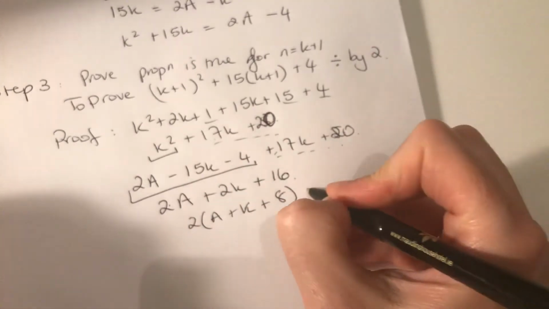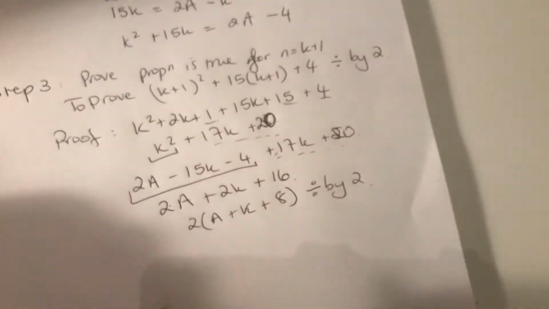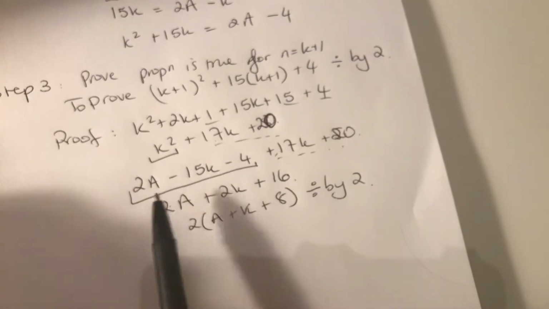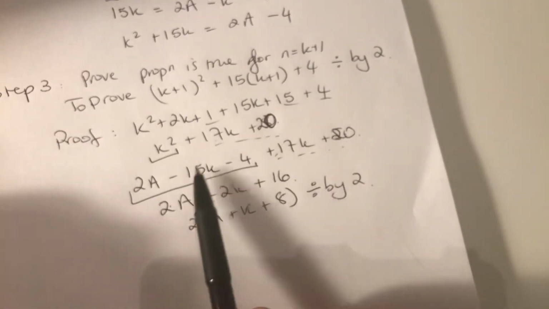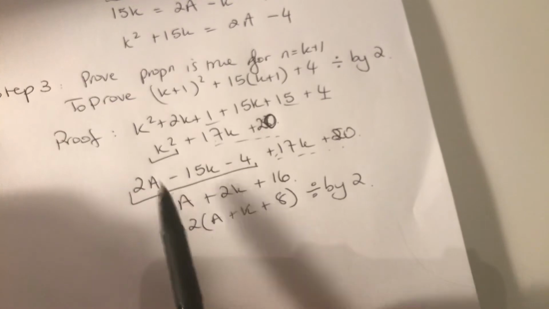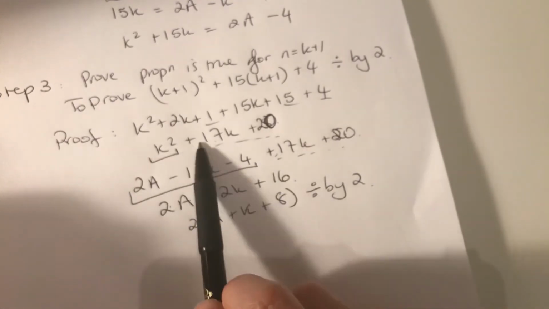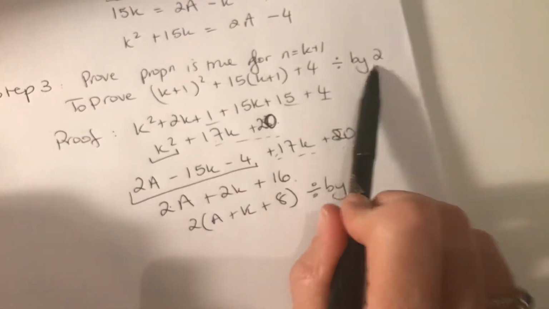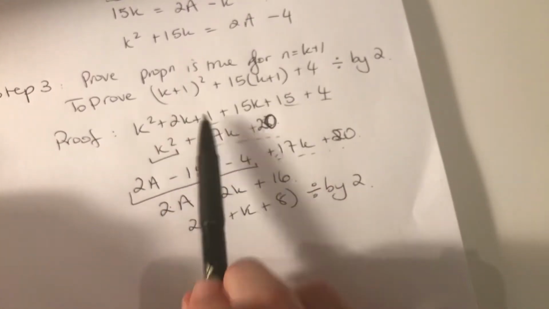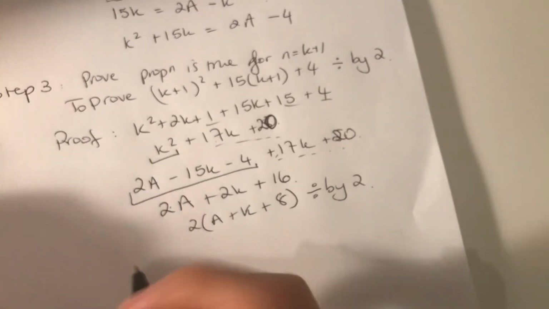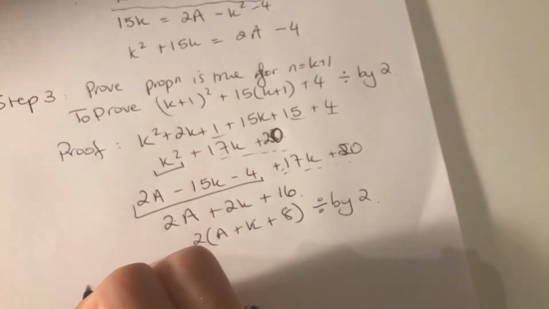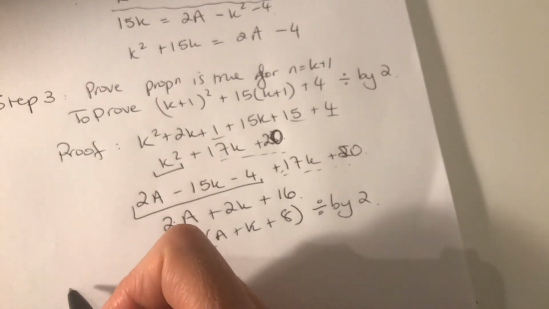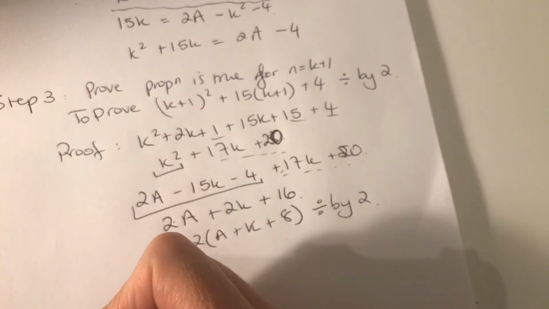So this line is definitely divisible by 2. And this line are exactly the same, therefore this line is divisible by 2. So this is divisible by 2. I couldn't prove it straight away, but I manipulated and I used my assumption, and eventually I could. And off you go and you write your last line. So we conclude that the proposition is true for n equal to k plus 1.